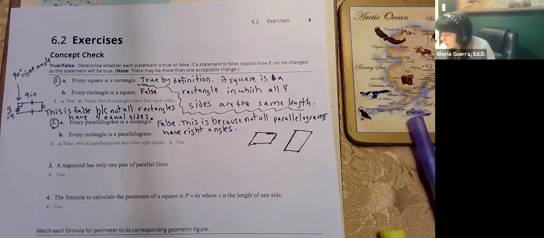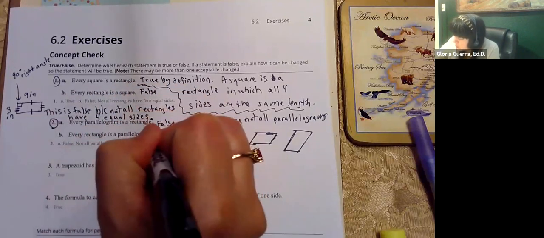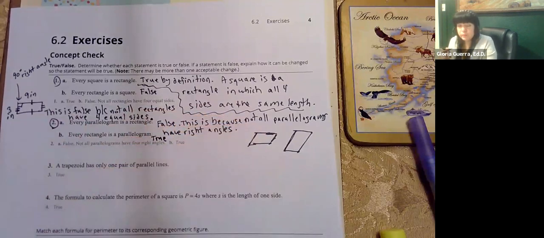Okay. All right. And if you look at the last one, section 2B, I'm thinking of our lesson from Shakespeare, to be or not to be, that is the question. So for number 2B, it says every rectangle is a parallelogram. And we're going to say that is true, because a parallelogram is a four-sided figure with opposite sides parallel to each other. That's what a parallelogram is. So every rectangle is a parallelogram. That's considered true.